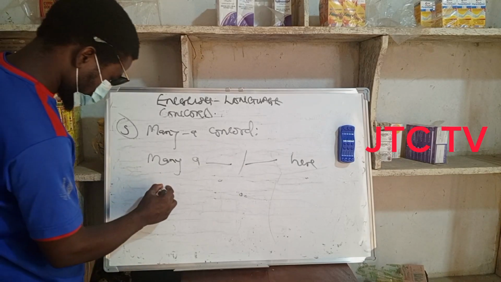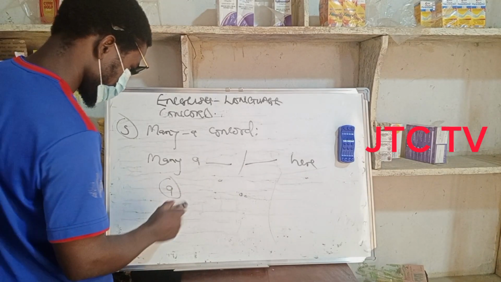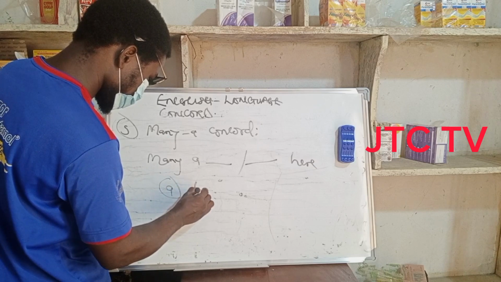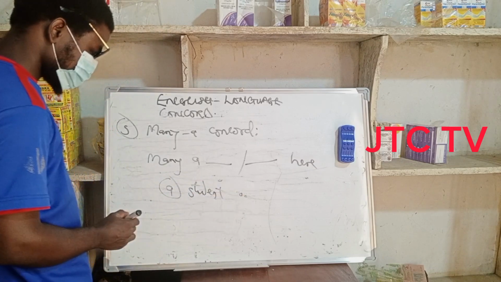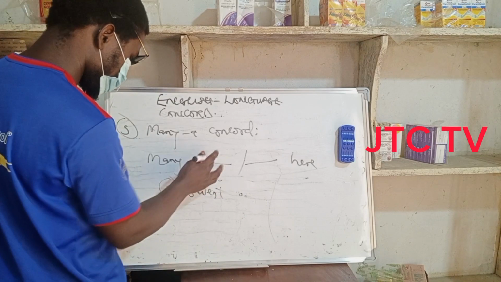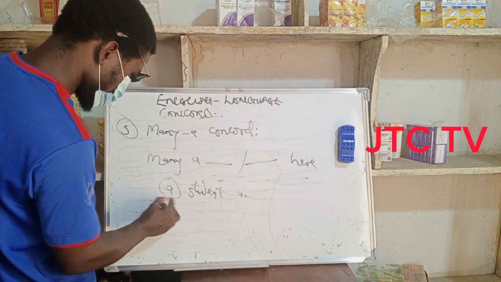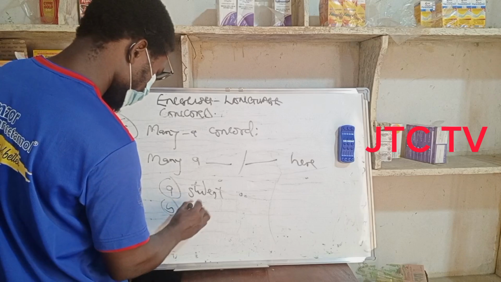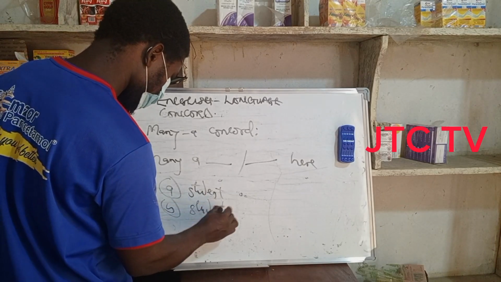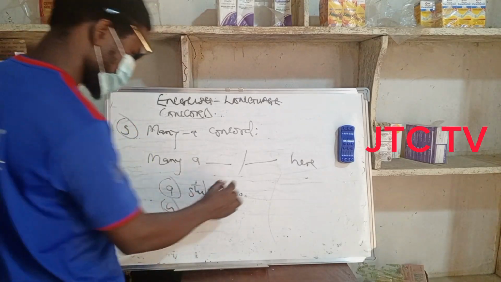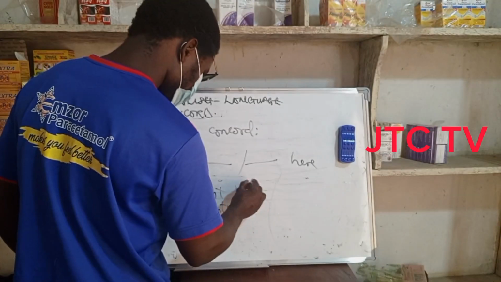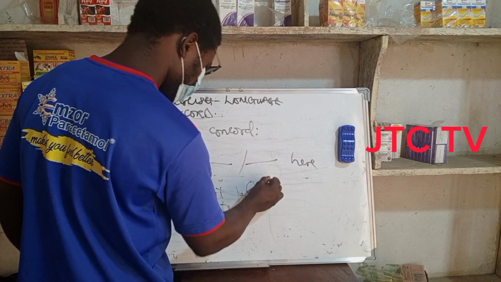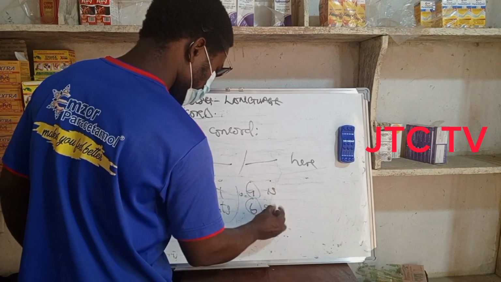And we are being given the option A, students, and B, student, for the first blank. Then for the second blank we have A, is, and B, are.